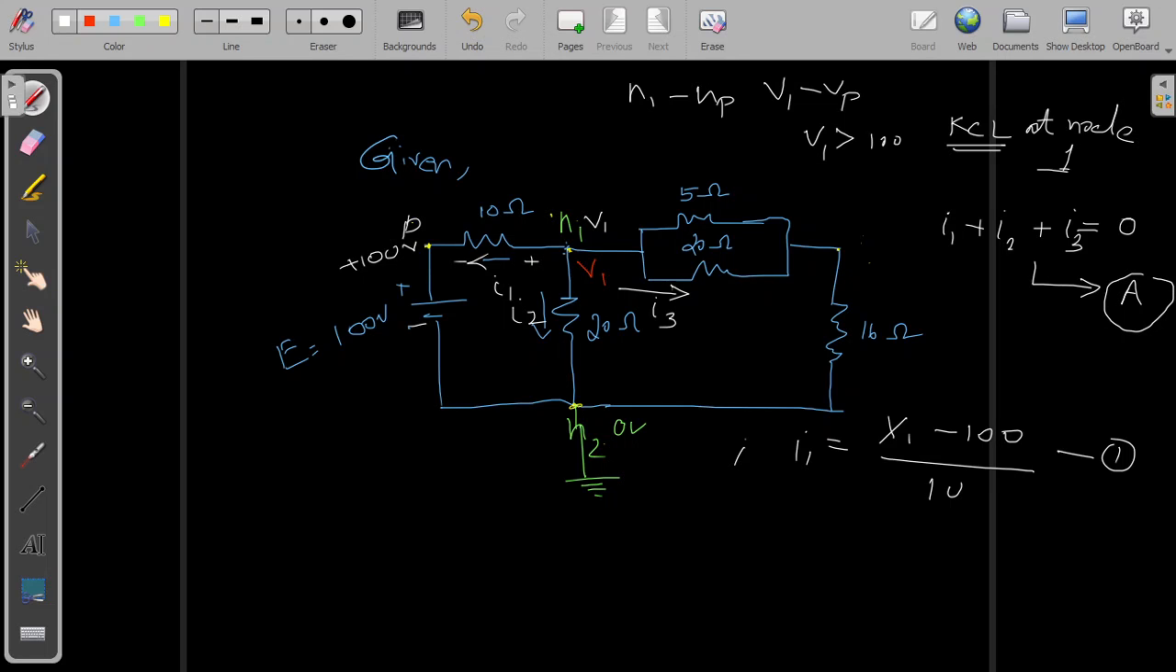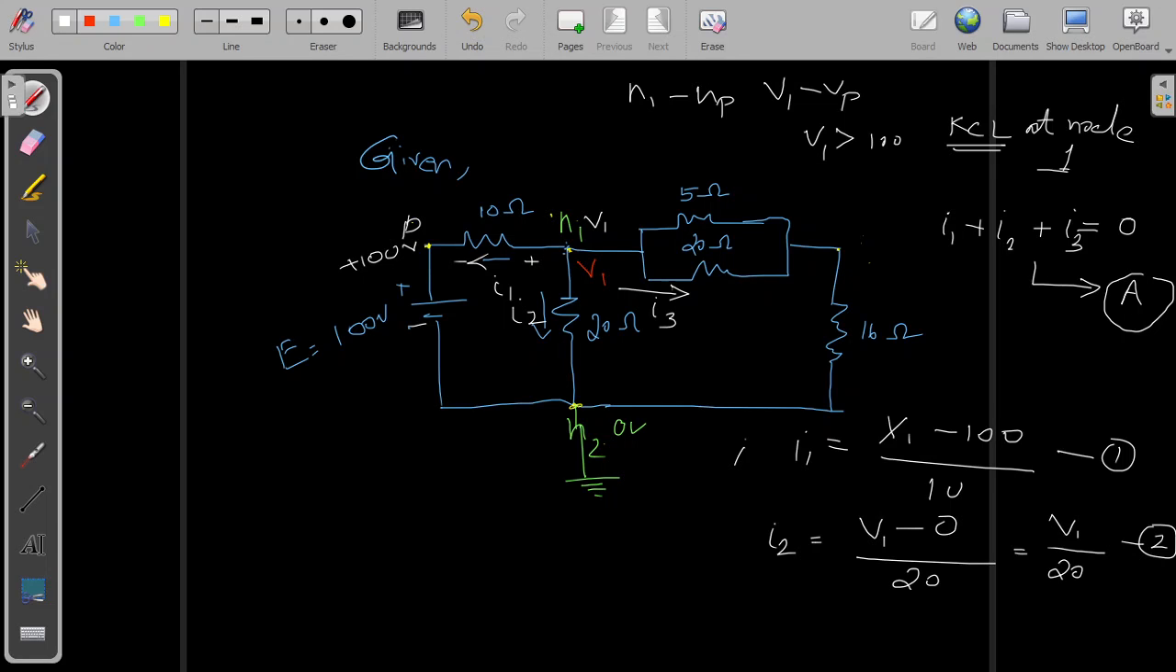Okay, similarly I have I2 leaving the node. So the current by Ohm's law will be the potential difference across the 20 ohm divided by 20. So I2 equals V1 minus 0 divided by 20, that's equal to V1 by 20. That's my equation number 2.